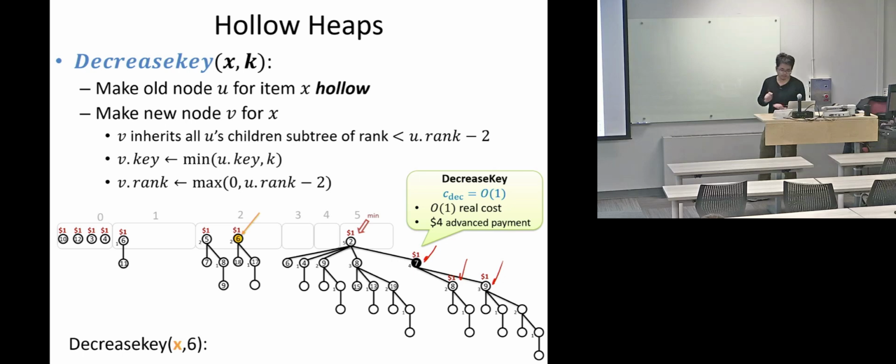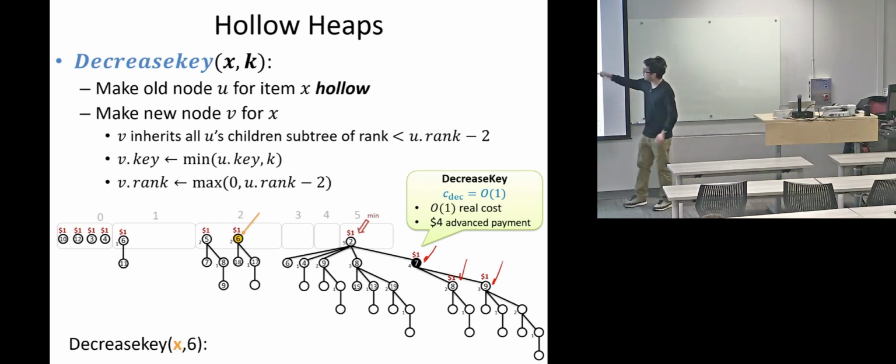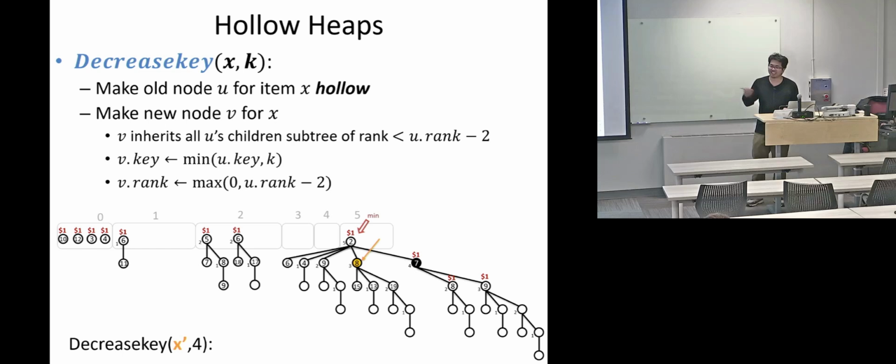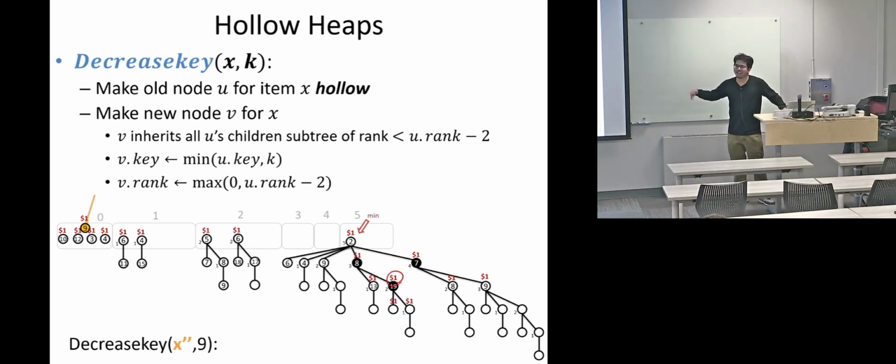Okay. So that's basically the cost: a constant real cost and also $4 of advance payment. And this is the case for every decrease key. It's constant real cost. Move this and put money here, like $4, and keep doing this. If I do this decrease key here, move it and put dollars. There are already some dollars here, so I can have $2 here, but I just need 1. Yeah, I can pay a bit more.